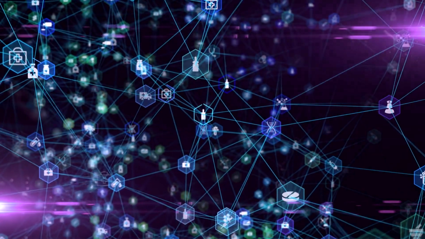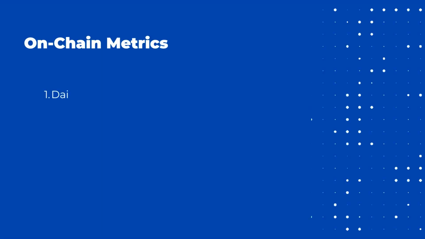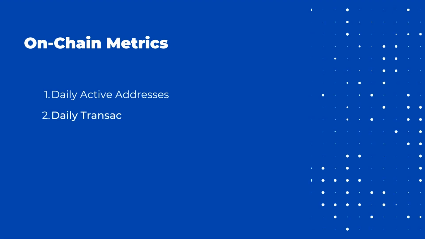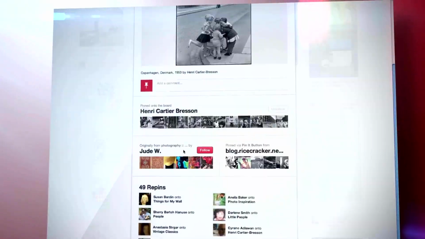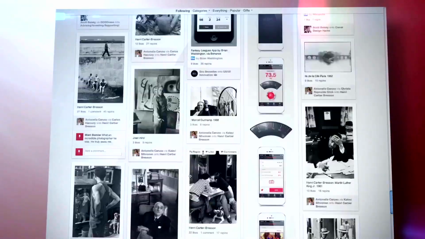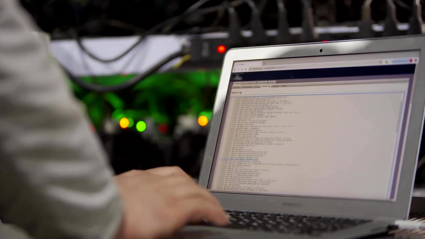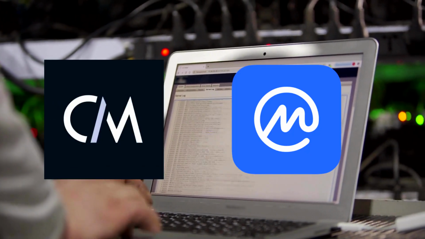These metrics give you a glimpse into network activity and ecosystem health. They can include things like the number of active addresses, the number of transactions processed, and the size of the network. The data for these metrics can be pulled from websites and APIs specifically designed for the purpose of informing investment decisions, like Coin Metrics or CoinMarketCap.